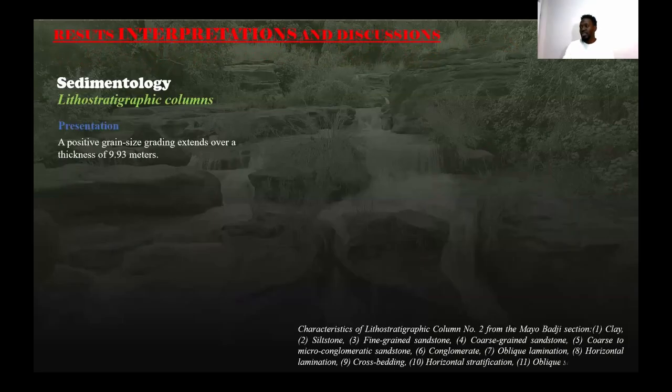The one represented here shows a positive grain size grading extending over 9.93 meters, suggesting sediment deposition during the base level fall from offshore to onshore, associated with a decrease in transport energy during sediment accumulation. The main facies, which were conglomerate, microconglomeratic sandstone, and coarse grained sandstone, were sometimes interrupted by siltstone and clay. But the chemical analysis reveals a composition of 90% silica, which shows the detrital nature of those formations.